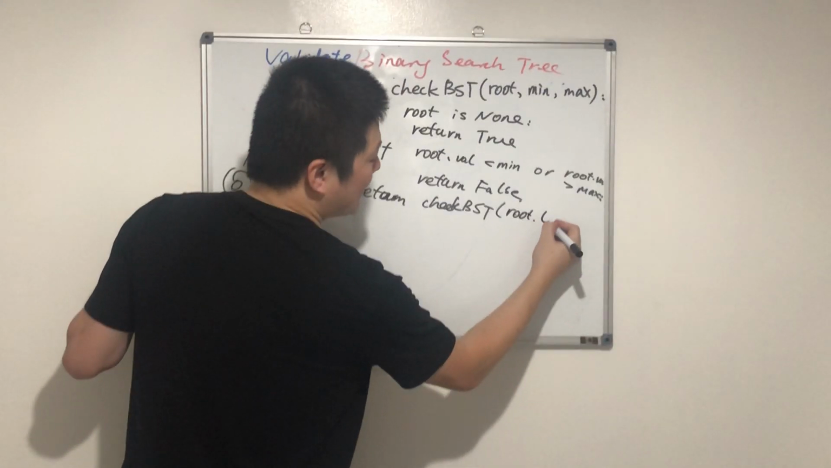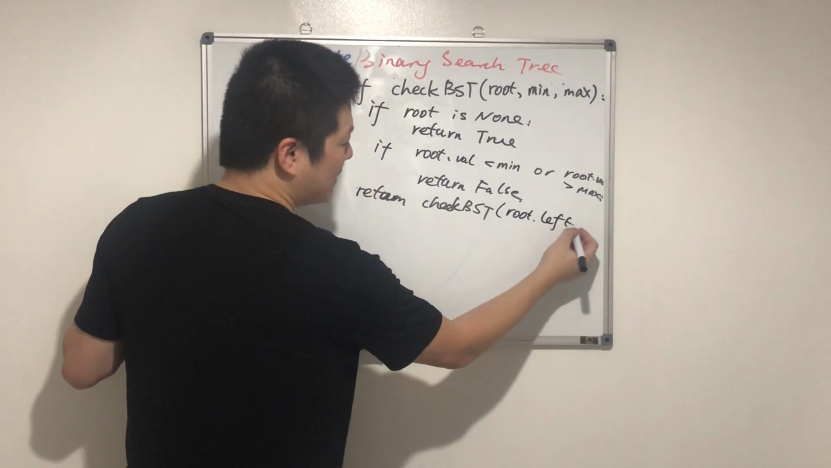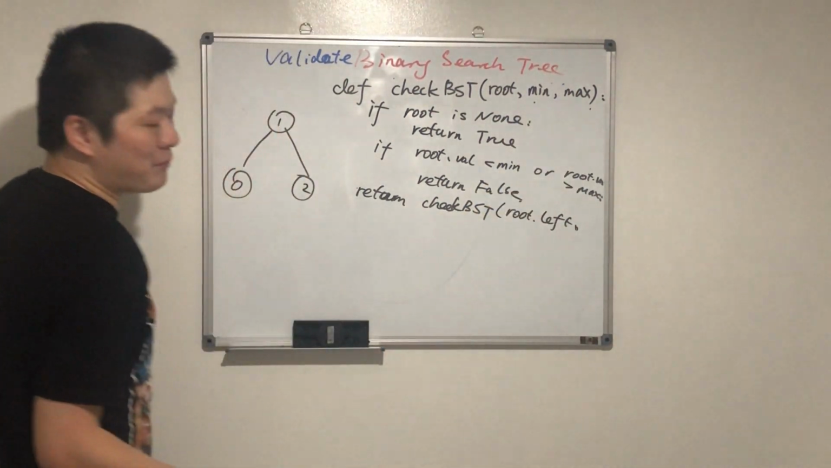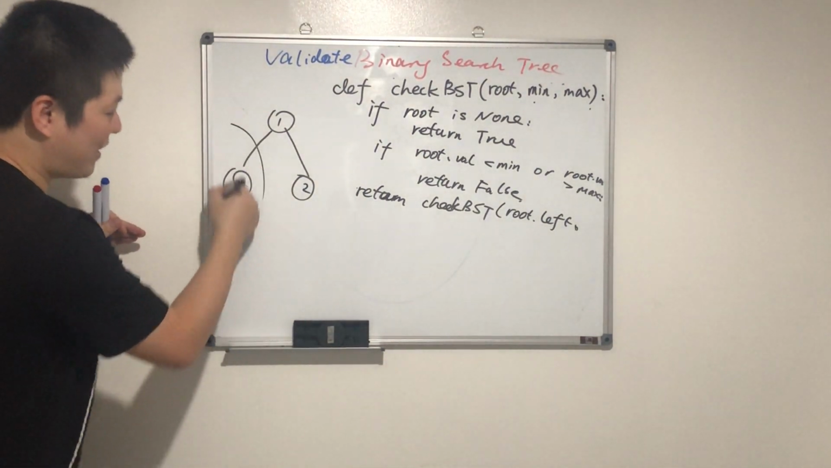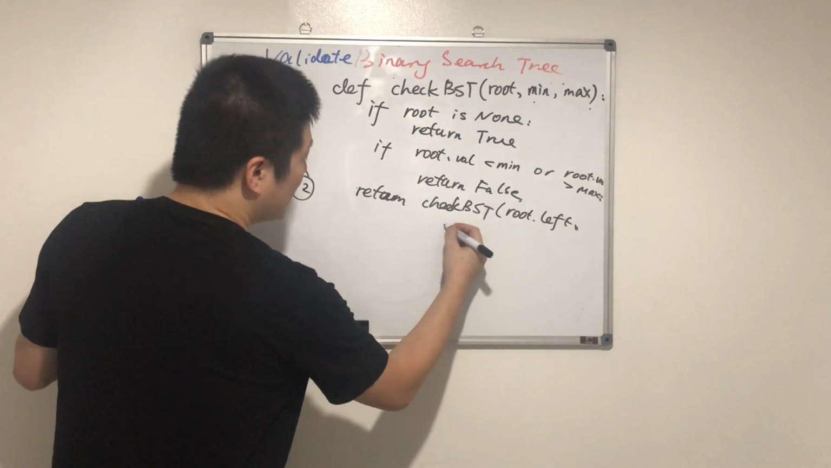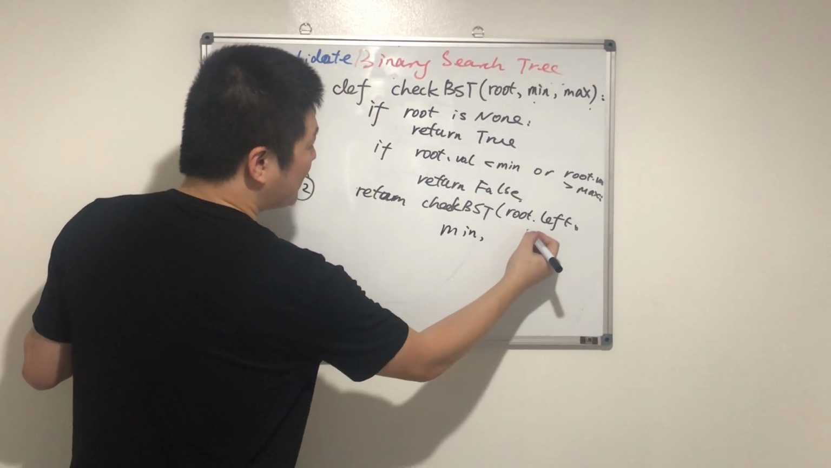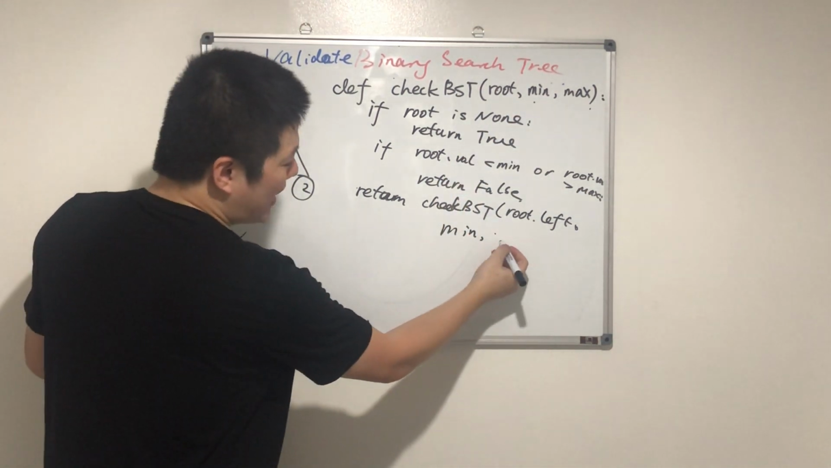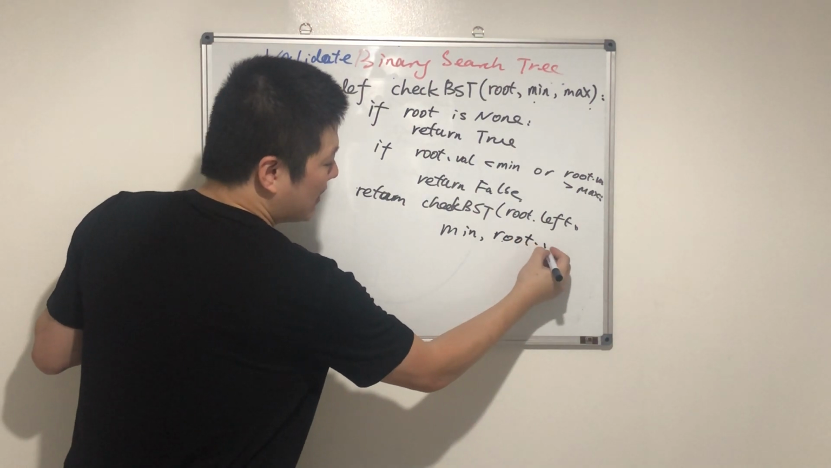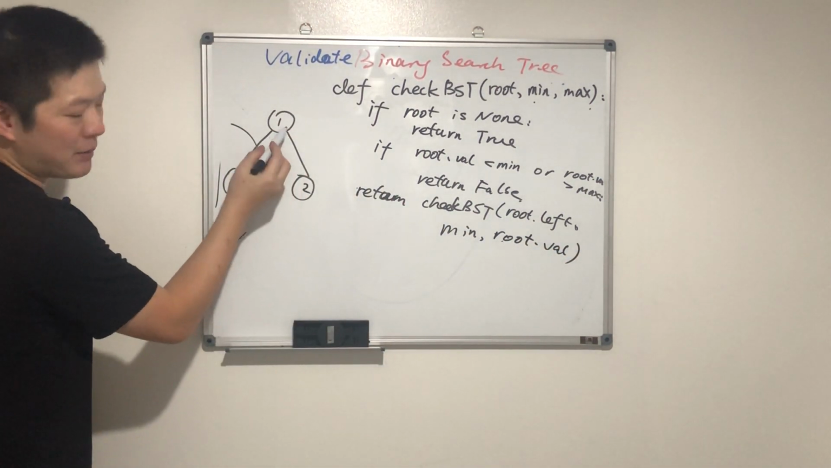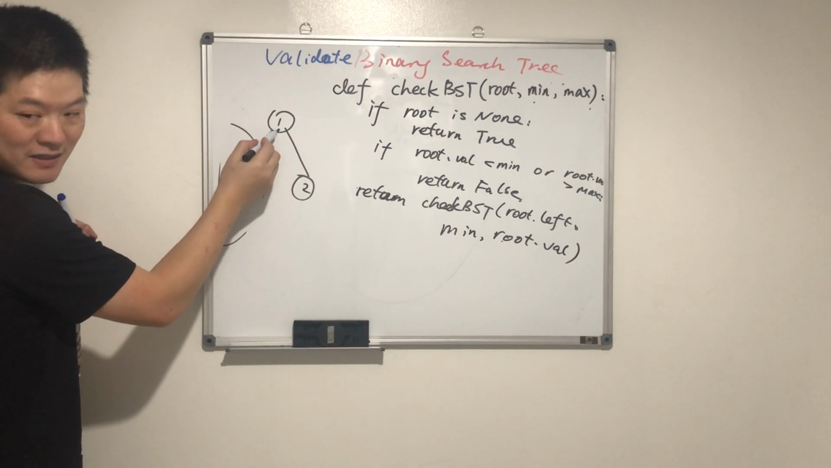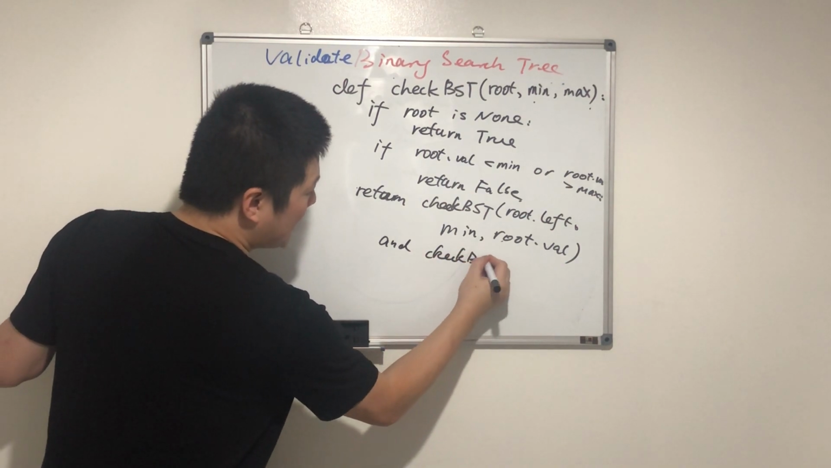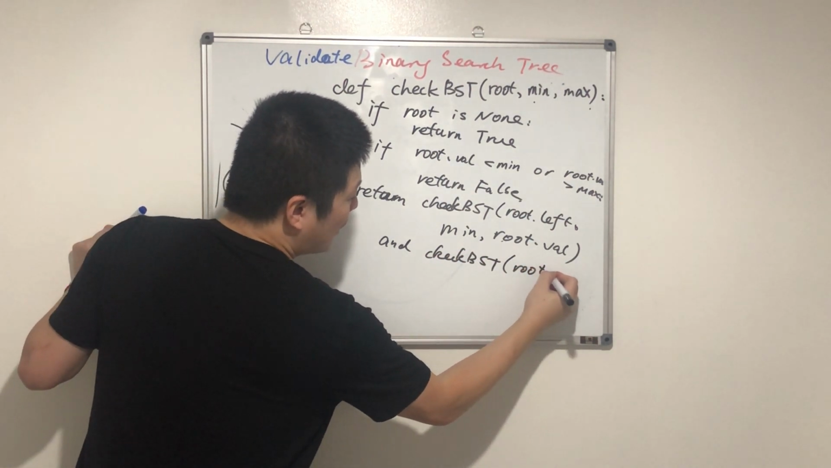Root dot left. Okay, tell me what's the next 2 parameters. It takes the min and max. What's the min? What's the max for the left tree? No. Min is this min, and the max will be the root value, right? Because it can't be bigger than the root, right? And then again, check BST root dot right.